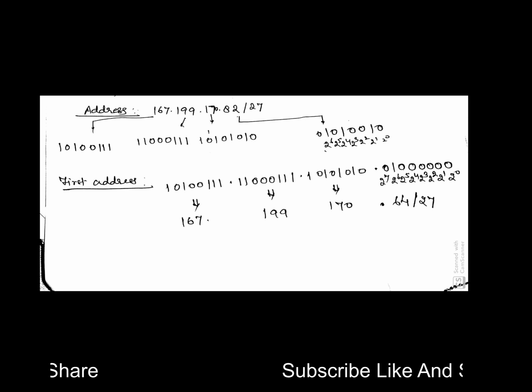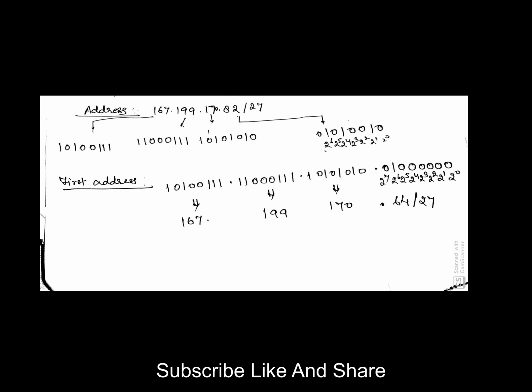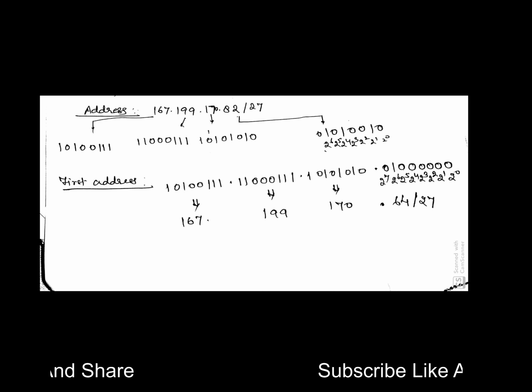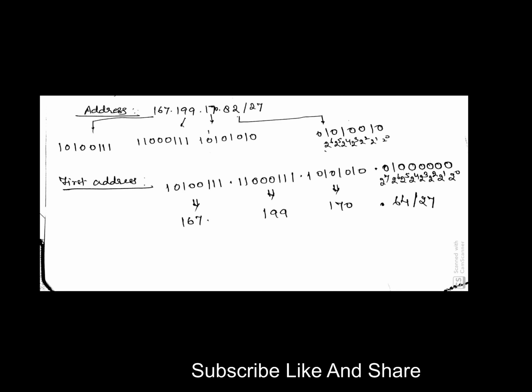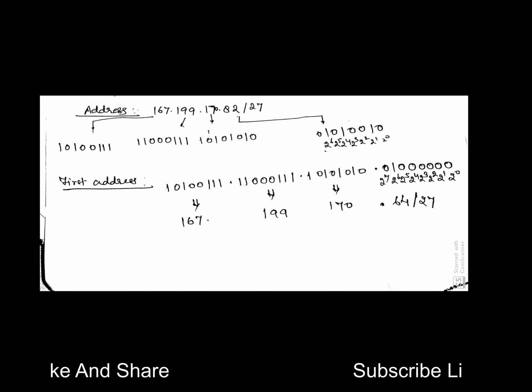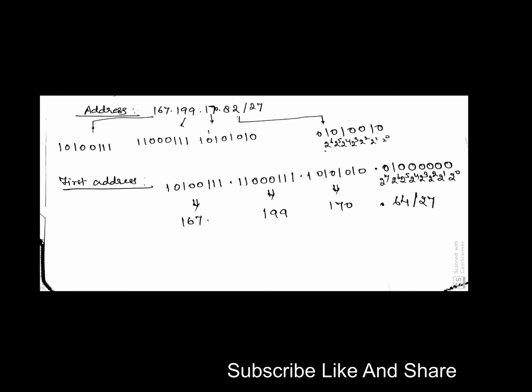Just like that, we have to calculate 170. For 170, take it as homework to write out the binary form of all its bits. Here I am writing directly. So 170 is 10101010, right? Now the next address, 199, is 11000111, and the last, 167, is 10100111. So we have to convert all the addresses into binary form, and now we have to calculate the first address.